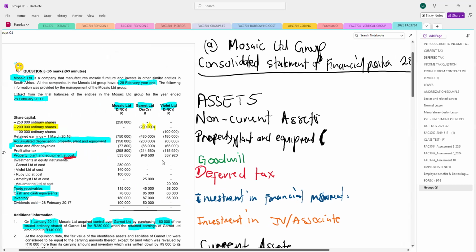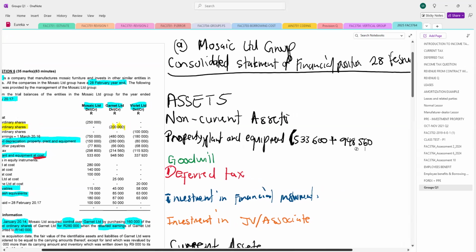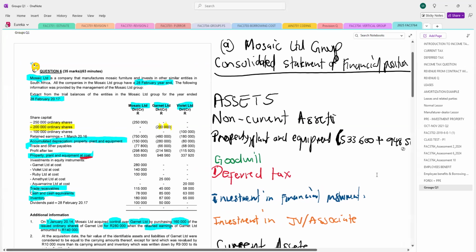Let's start with PPE. So PPE at cost, I'm taking 100%, which is 533,600. So I'll come here and put 533,600. Right, plus I took the amount as is, 100%. Then I'll take also the subsidiary, Garnet. I'm also taking 100%, which is 948,560. Okay, now remember this is given at cost. I actually want this at carrying amount. So I'm going to take their accumulated depreciation, but I'm minusing, remember, cost minus accumulated depreciation for me to get my carrying amount.